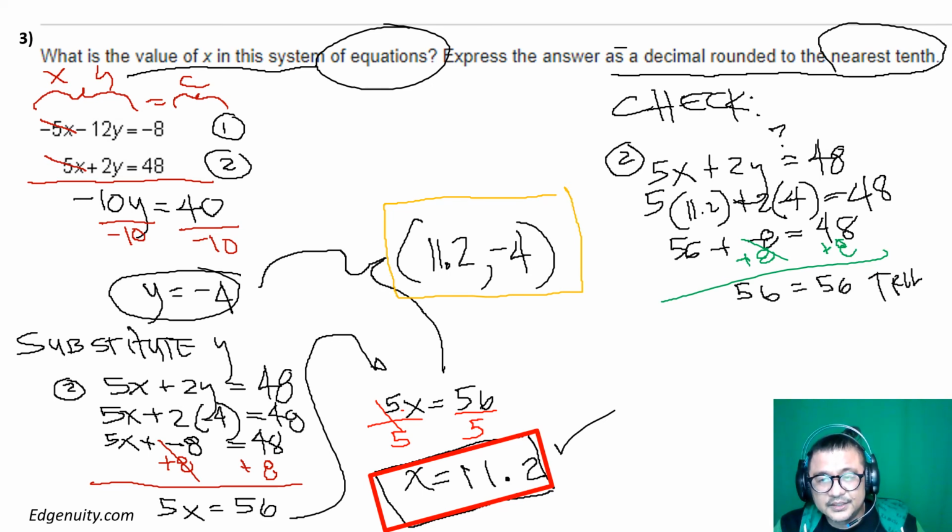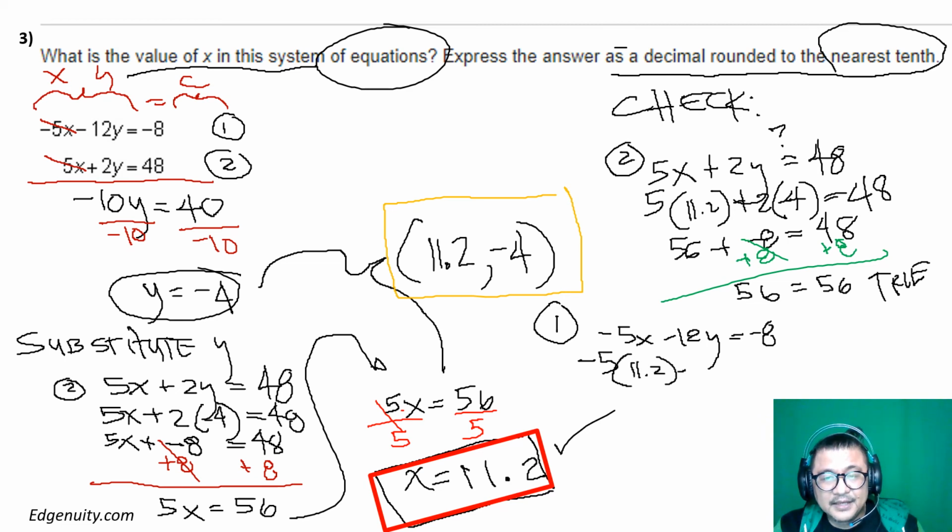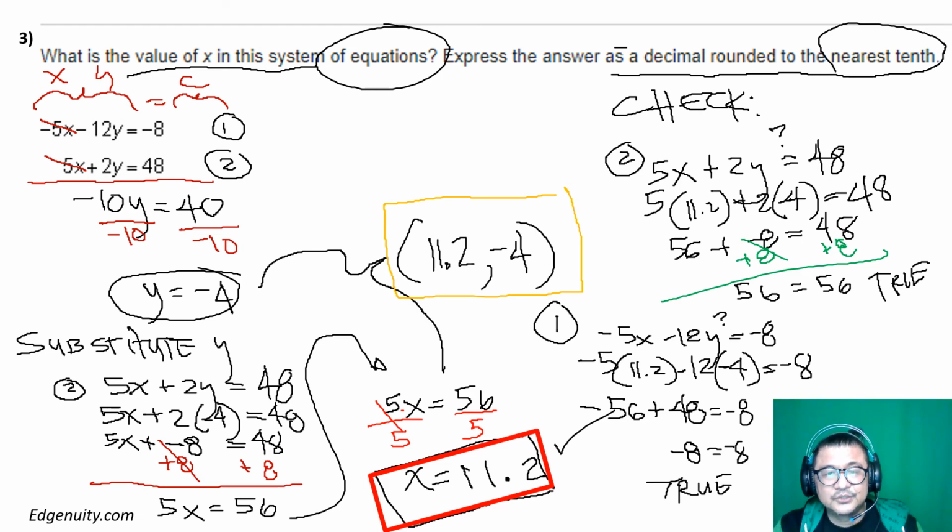So it's true. We just used equation 2. You can also use equation 1. Let's just show it. I can check by using equation 1: negative 5x minus 12y equals negative 8. Negative 5 times 11.2 minus 12 times our y, which is negative 4. Is it equal to negative 8? That's what we want to know. If you multiply 5 times 11.2, that's going to be 56, but negative. Negative and negative is positive, so 48 equals negative 8. Left side is negative 8. Right side is negative 8. Again, it is a true statement. So the checking guarantees that our answer is correct.